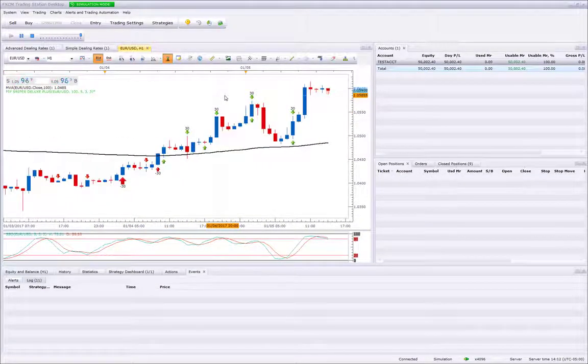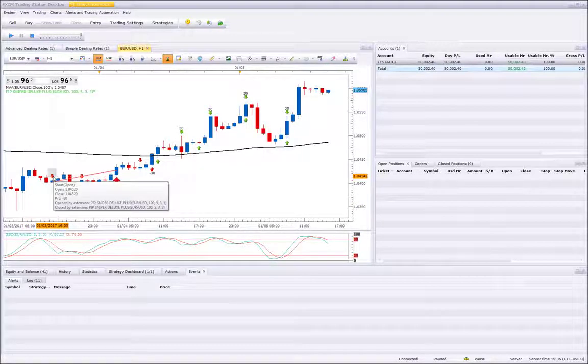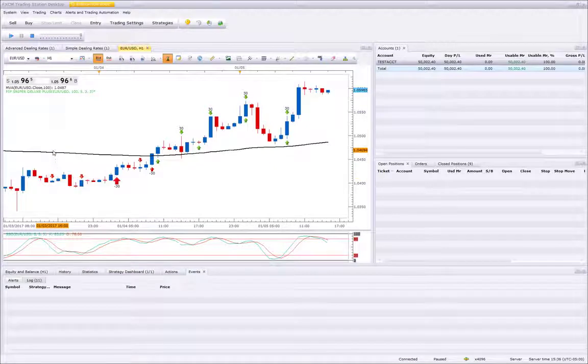Okay, so now that a few trades have been placed, let's pause it and take a look at the signals and make sure it lines up with our strategy's logic. So we can see we have a sell trade right here. This occurred because the blue line crossed below the red line, so it triggered a sell. And that happened when price was below the moving average, so the sell trade was placed.